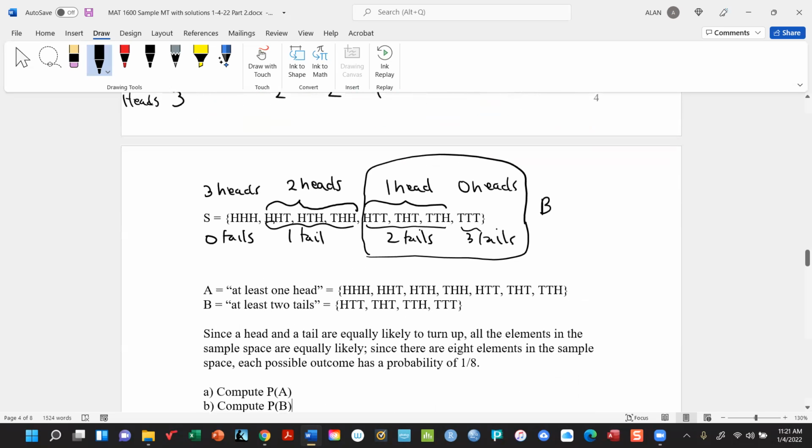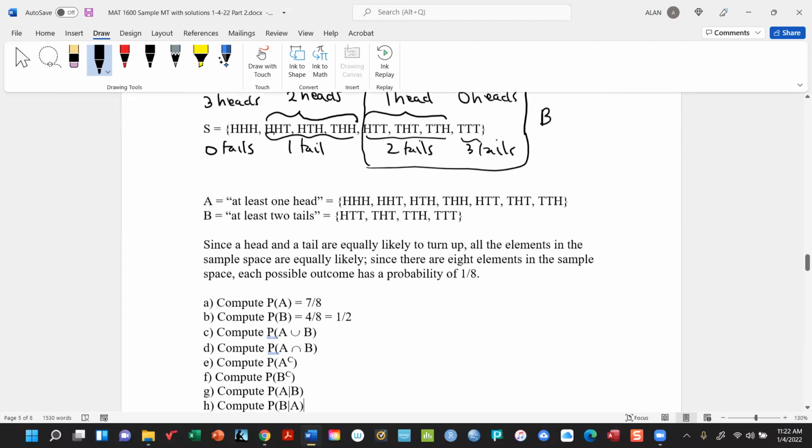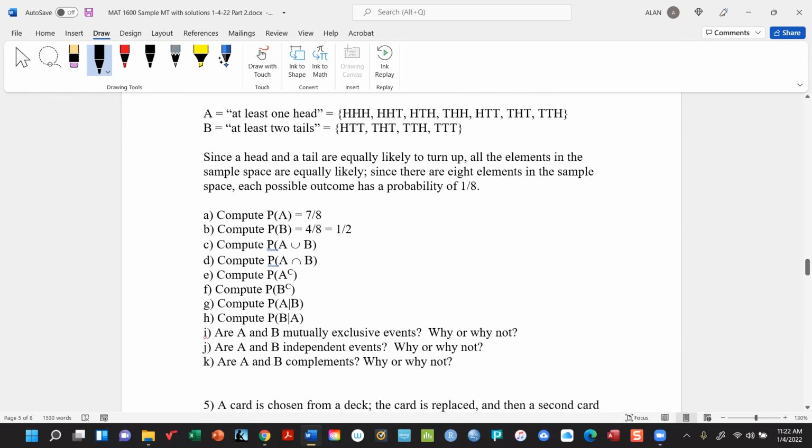So one way we can calculate them, for example, A is very simply 7 out of 8. Why? Because there's 7 elements in A out of 8 for the entire sample space. If that wasn't true, we'd have to calculate each probability individually and add them up, like the probability of HHH and HHT and so on. But we don't have to worry about that because they're all equally likely. So that makes things nice and simple. And similarly, B is 4/8 or 1/2. Then the rest of these, of course, come from the rules that we've defined. So we can do that.